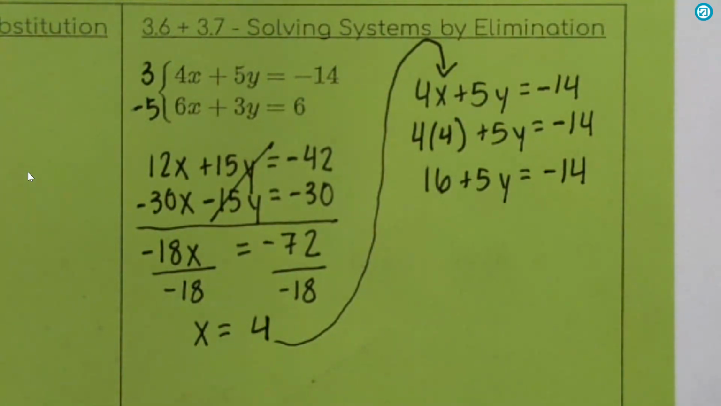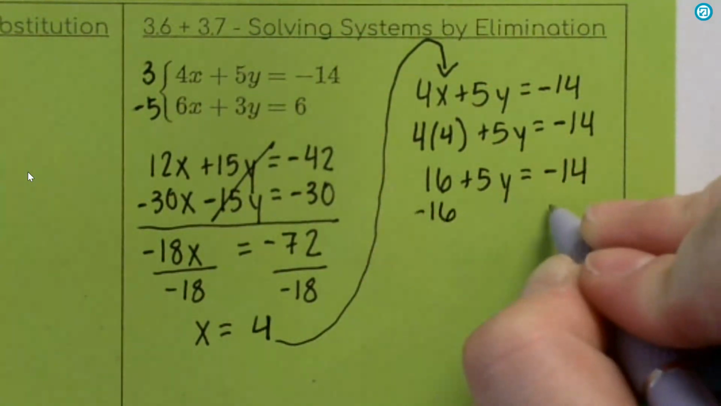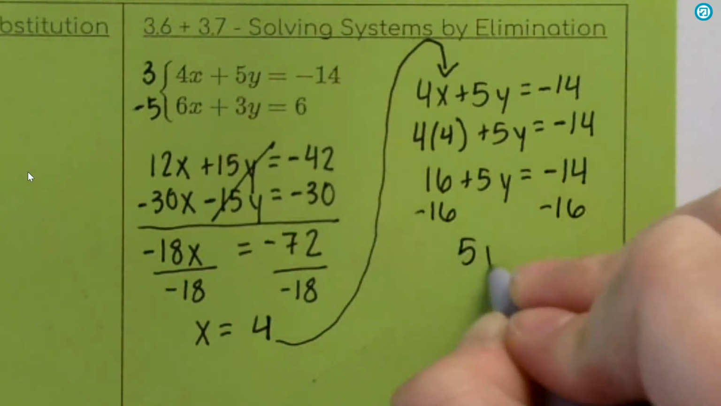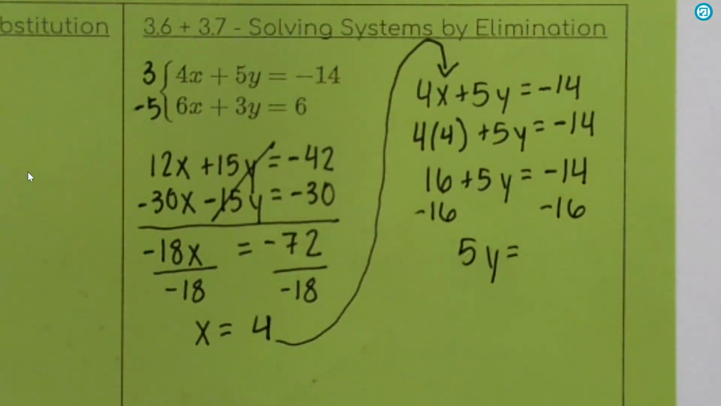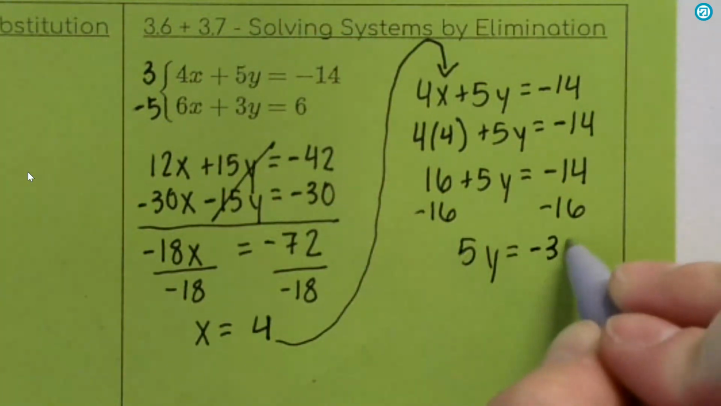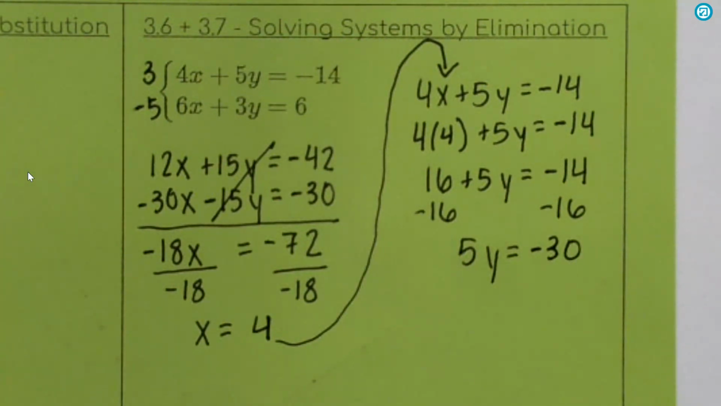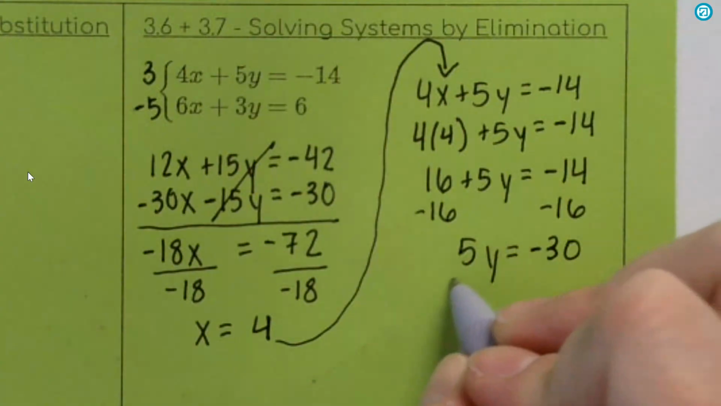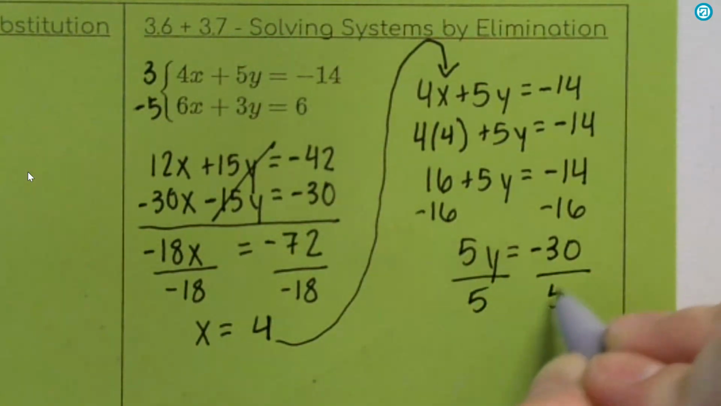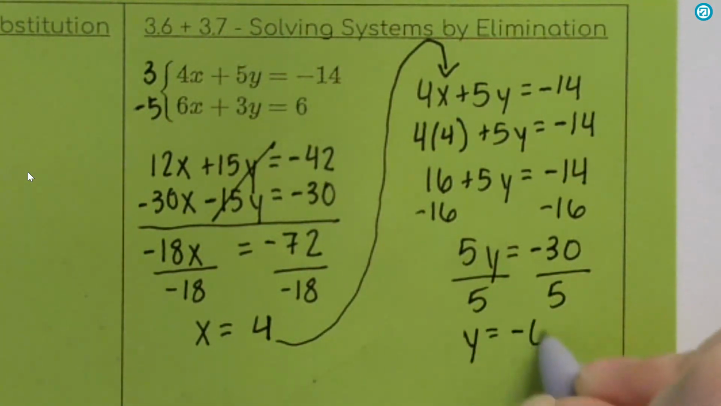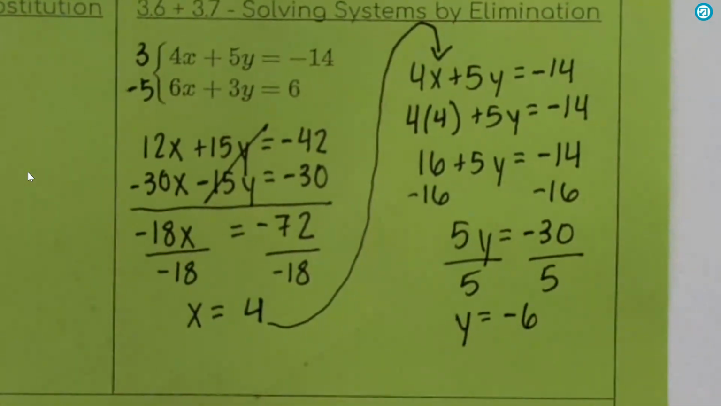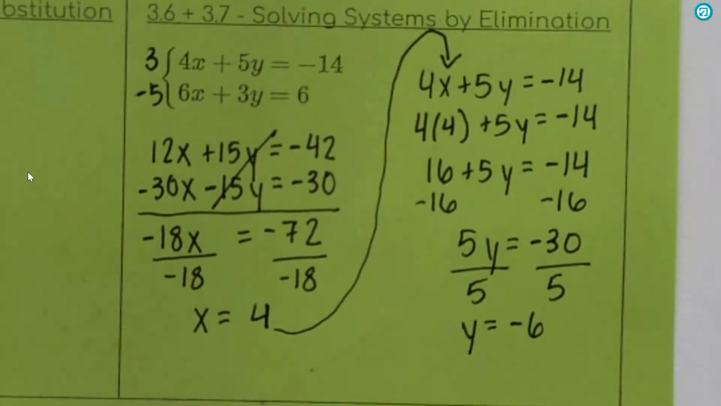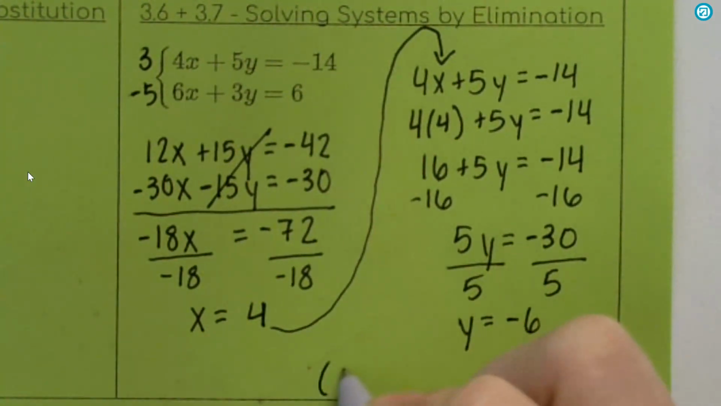And then just keep going from here. So we'll subtract 16 from both sides. Get 5y equals negative 14 minus 16, which is negative 30. And divide both sides by 5. Get y equals negative 6. Okay, so your answer as an ordered pair is going to be 4, negative 6.